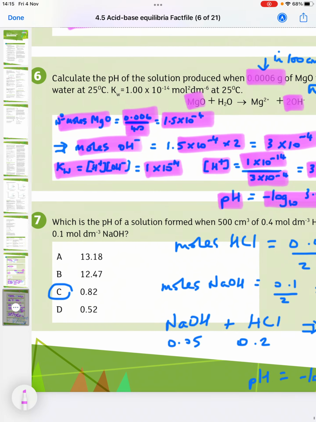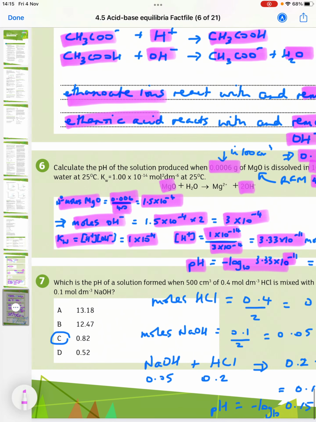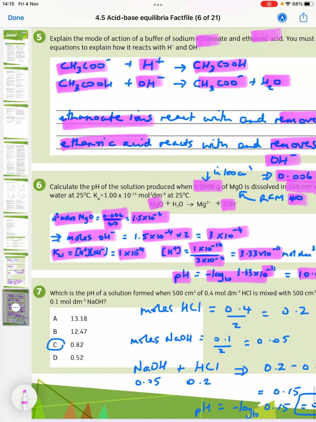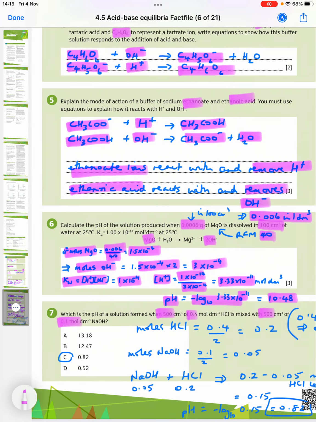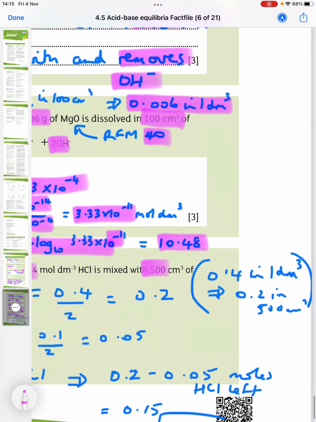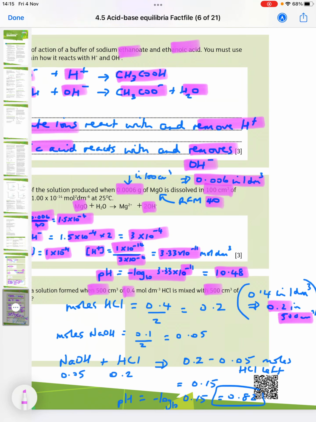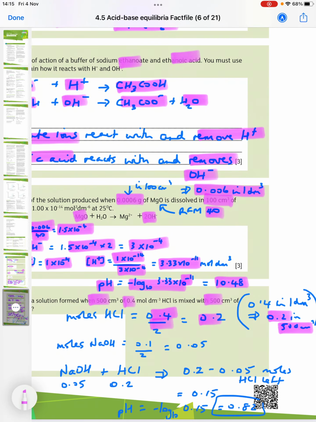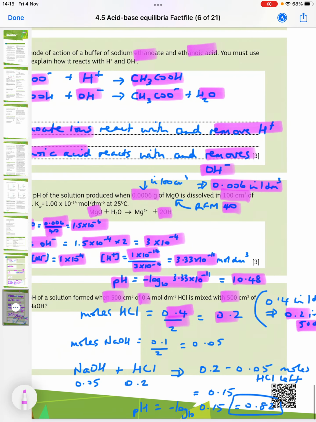And you'd hope in the exam paper they'd give you a bit more space than that to write it. Finally, what is the pH of a solution formed when 500 cubic centimetres of 0.4 molar hydrochloric acid is mixed with 500 cubic centimetres of 0.1 molar sodium hydroxide. So the first thing I did was to work out the number of moles of hydrochloric acid. So if it's 0.4 in 1 dm cubed, then in 500 cubic centimetres it's just 0.2 moles. That's what I've done here. 0.4 divided by 2 is 0.2. The number of moles of sodium hydroxide then again is in 500, so it's 0.1 divided by 2, which is 0.05.